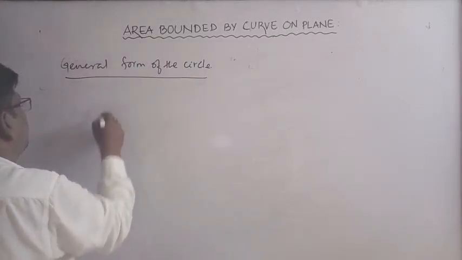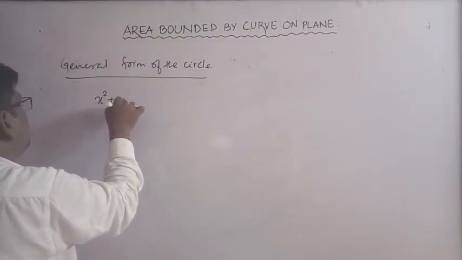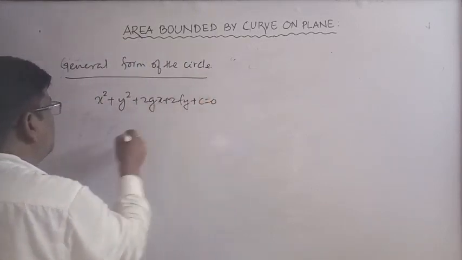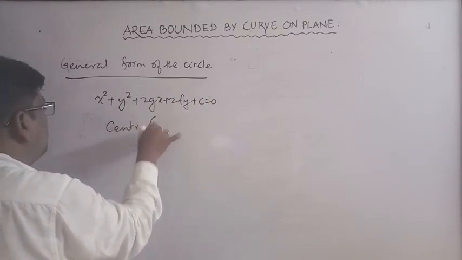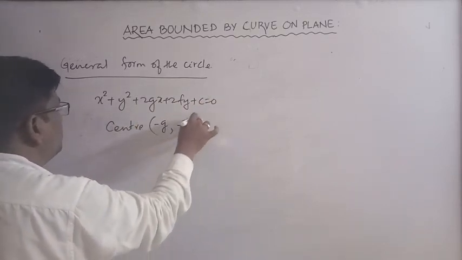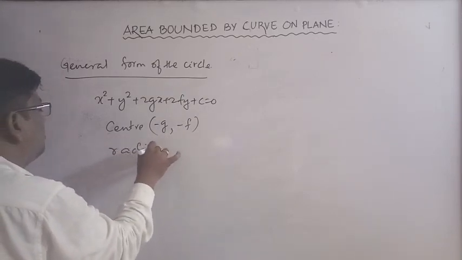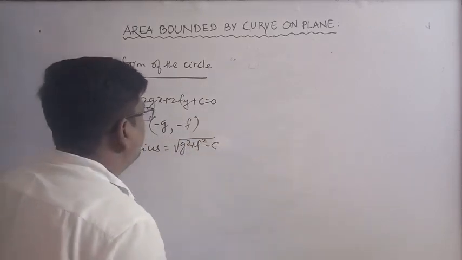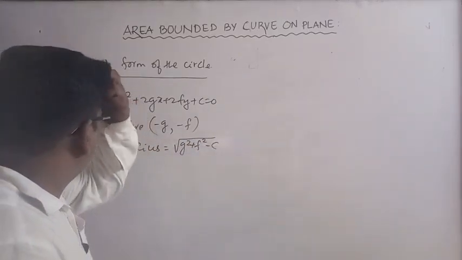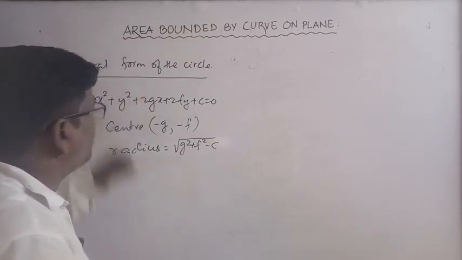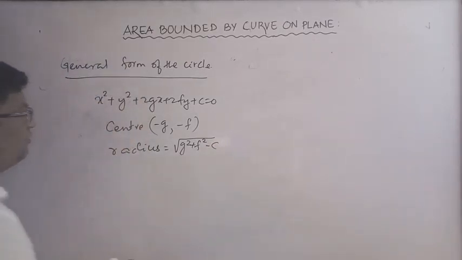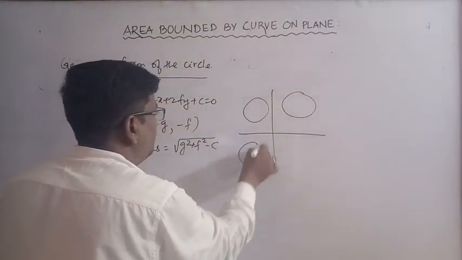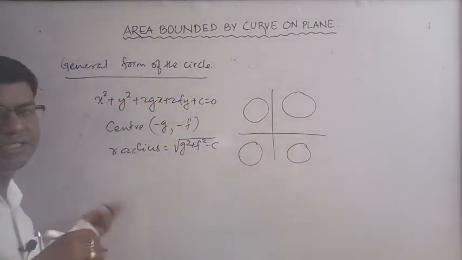General form of the circle: x square plus y square plus 2gx plus 2fy plus c is equal to 0, where center is equal to (minus g, minus f). Radius is equal to root over g square plus f square minus c. That is the general form of the circle. Now the graph may be here, may be here, depends upon the center of the circle.